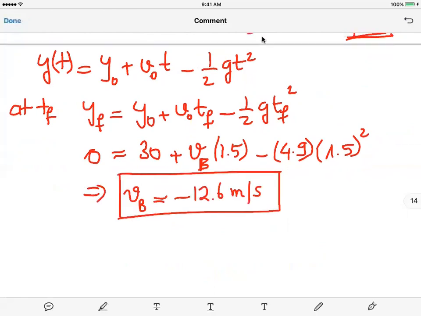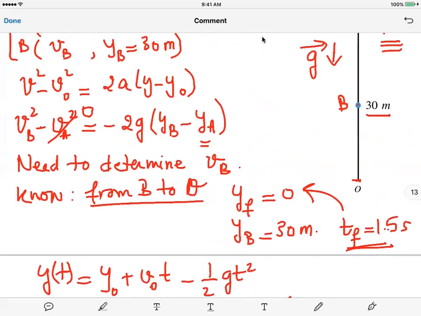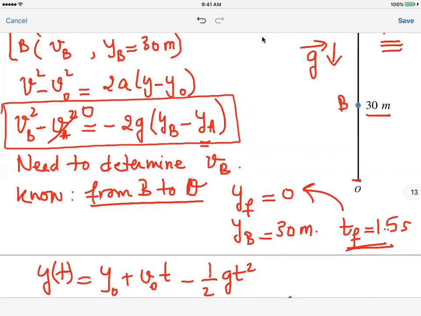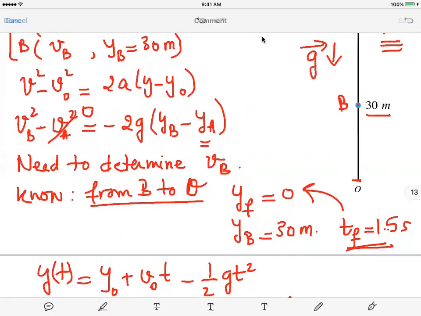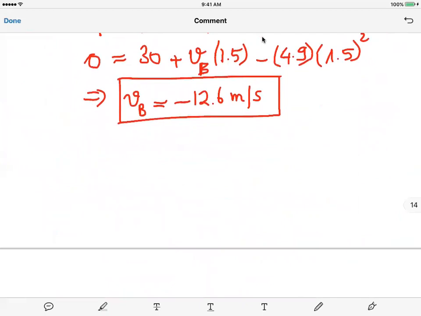Don't forget that we have determined vb in order to use it in this equation, right? We have determined vb to use it in this equation so that we could determine ya. Let's do this. So what we would end up with.